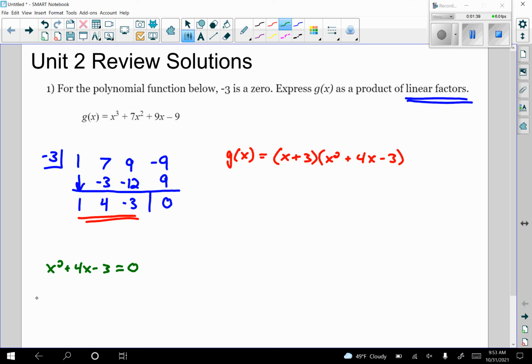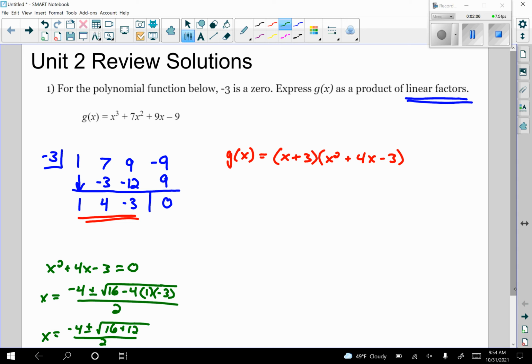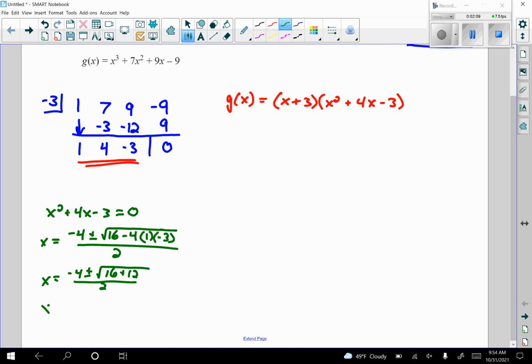We can use the quadratic formula. So we're going to say x is going to equal the opposite of b, so -4, plus or minus the square root of b squared, so we'll get 16, minus 4 times a, which is 1, times c, which is -3, all over 2 times a, which is just 2. So now we get -4 plus or minus the square root of 16. This will give us a positive 12 when we multiply -4 by 1 by -3, all over 2. Simplifying this, we'll get -4 plus or minus the square root of 28, all over 2.